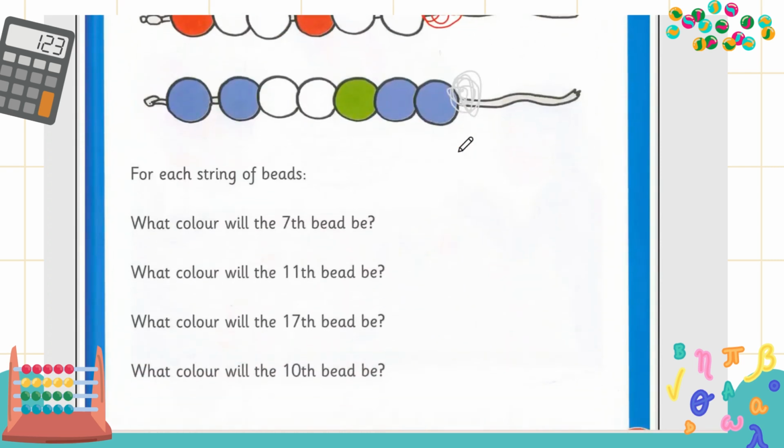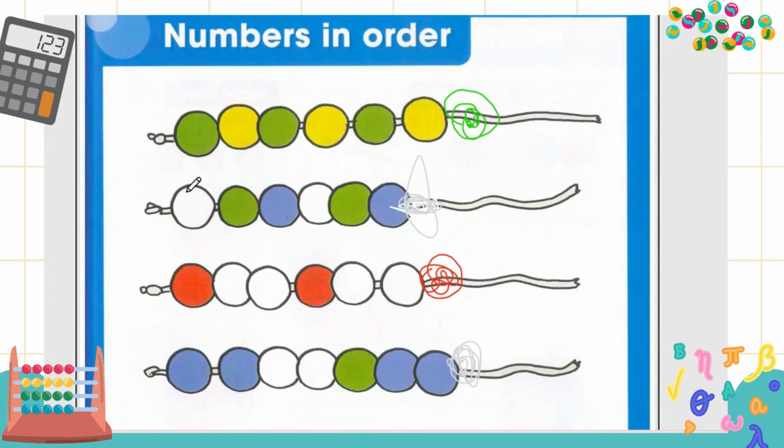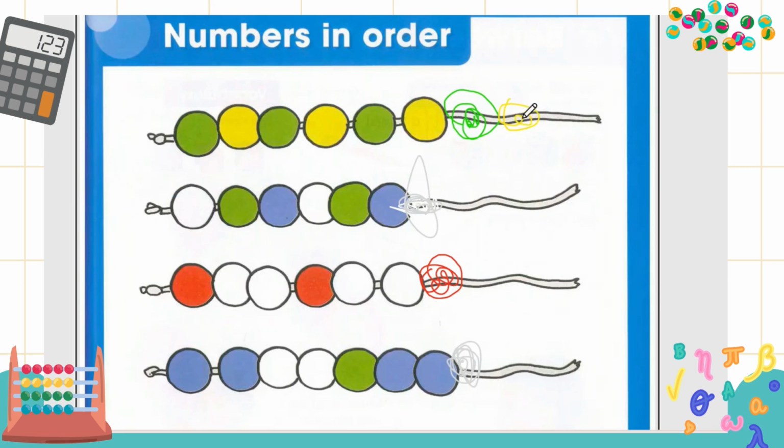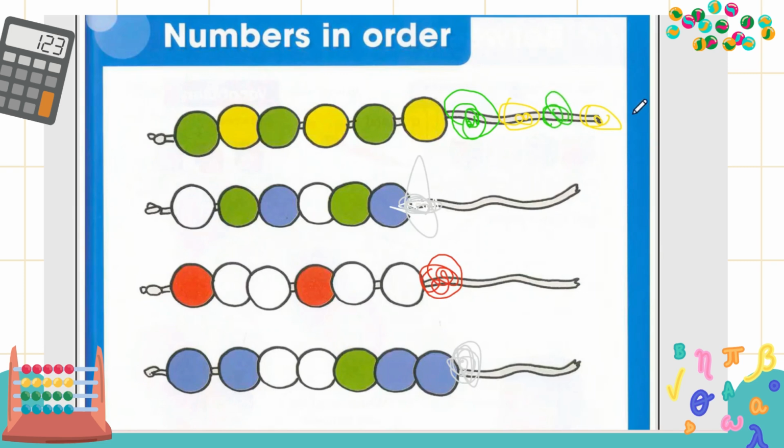Now the other question asks, what color will the 11th bead be? This is the 7th bead. Now for the 11th bead we have to see what color it will be. After green will be what? Yellow. So this is the 8th. Then again yellow, and then again green, right? So the 11th bead will also be green. 7, 8, 9, 10, 11.